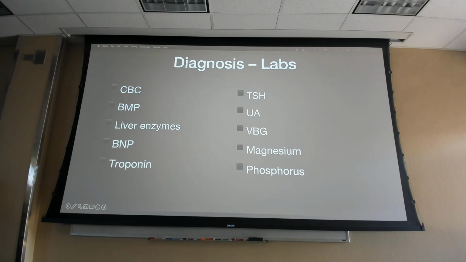Okay. Now, when we work these folks up, we might have to do a few labs. What are some labs we're going to do? Well, we don't know if it's a PE. We don't know if it's dissection. We don't know if it's acute coronary syndrome. We're still ruling out those other things, so we're going to do those same labs. The CBC to check for anemia, infection. BMP, okay, we need to know how the kidneys are functioning before we put them on medications and diurese them, right? Liver enzymes, why are those important?